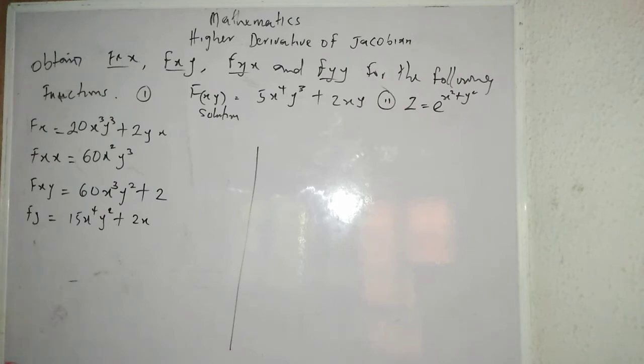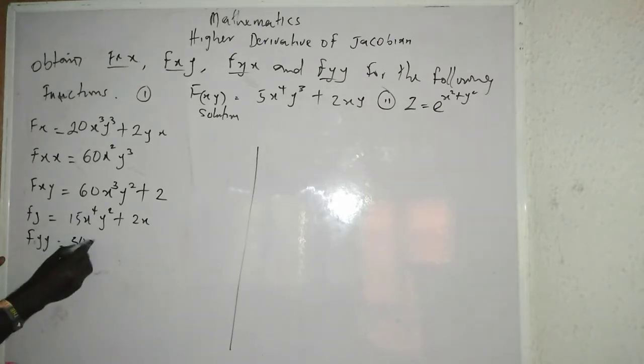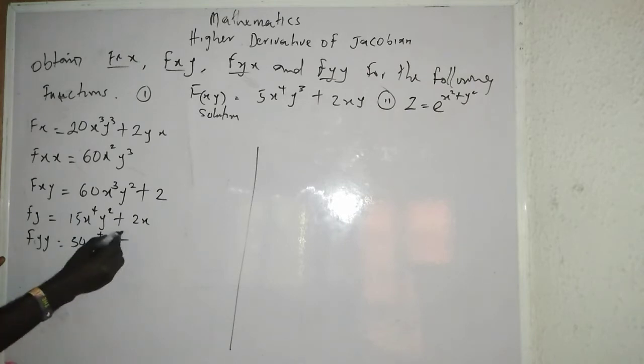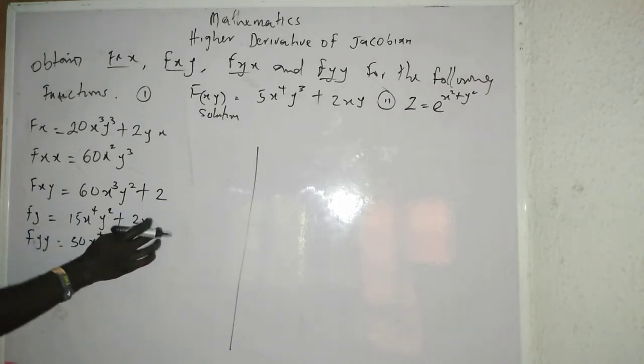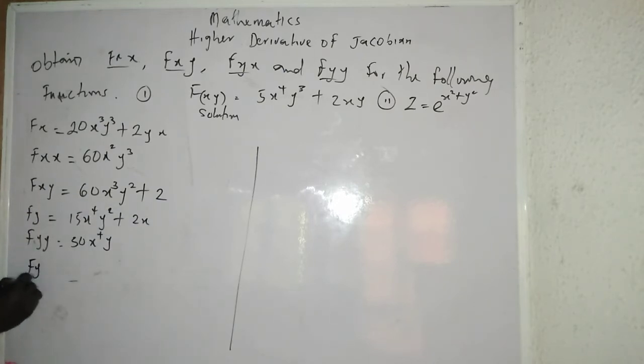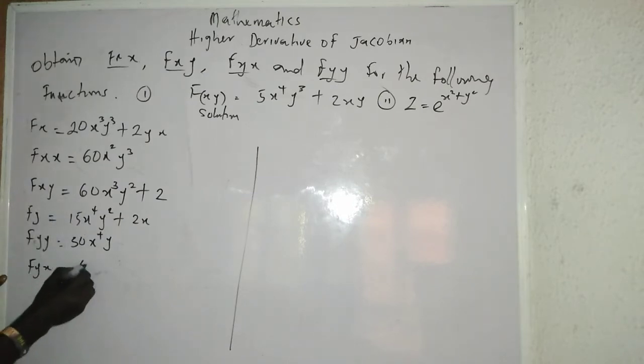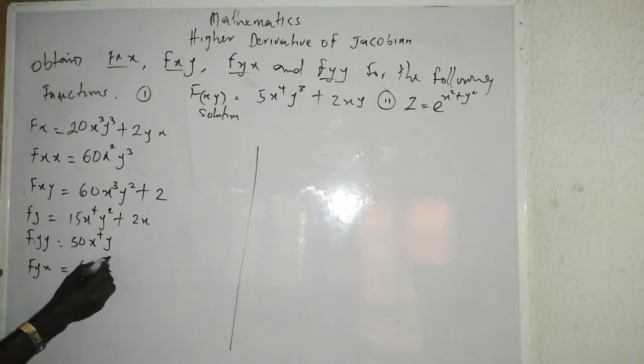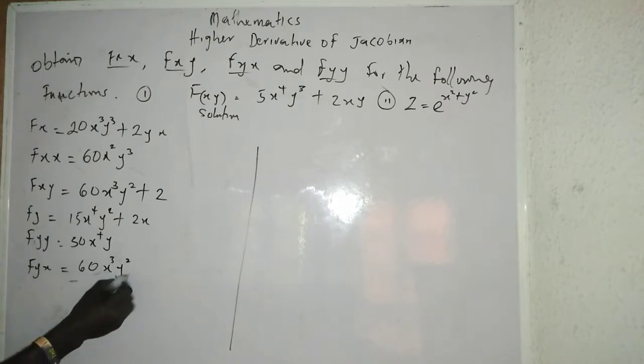Now, if I have f of y, it will be 30 x raised to power 4 y plus what? Nothing, because there's no y here. That one is settled. Now, if I move on to f of yx, it will be 5 times 4, which is 20, that will be 60. I'll be having 60 x cubed y squared plus what? Plus 2.